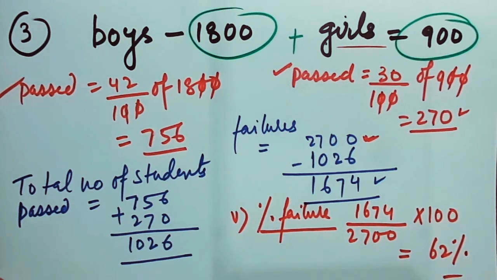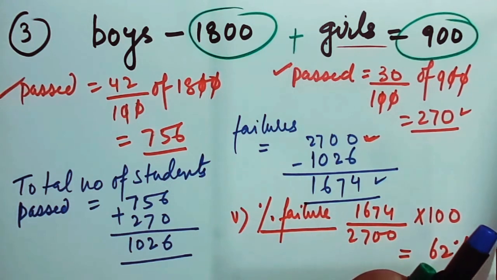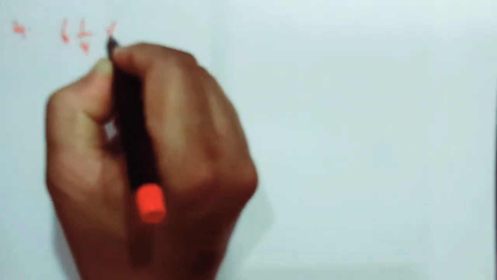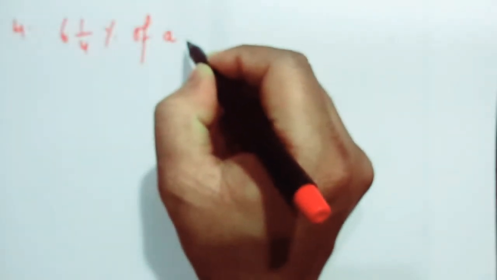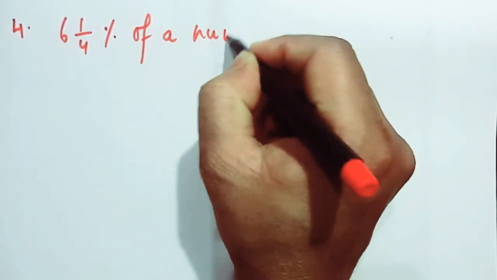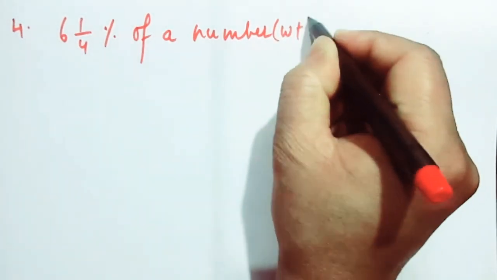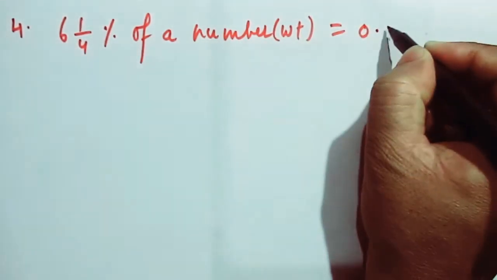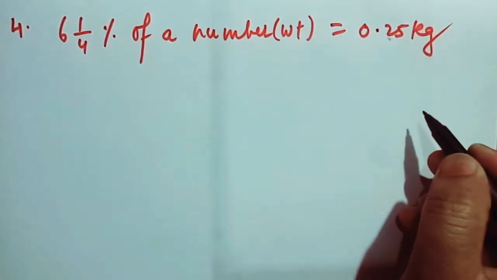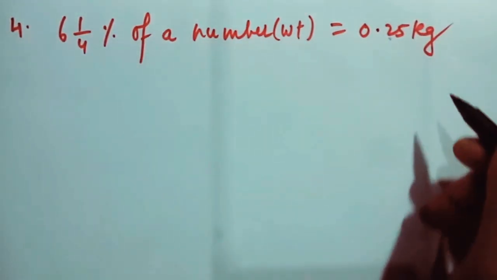So please try to cancel it. You will surely get 62% as the total failures, isn't it? Moving on, we have a very simple sum, which says 6 1/4% of a number. Here in number 4 they say 6 1/4% of a number, or not a number, this is your weight, is equal to 0.25 kg. What is 45% of this weight?